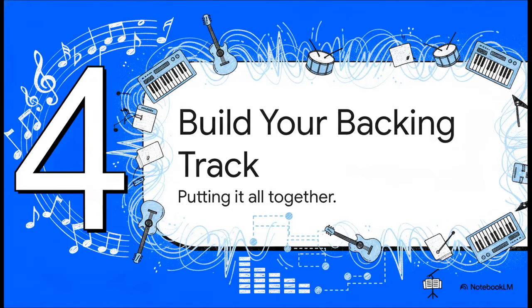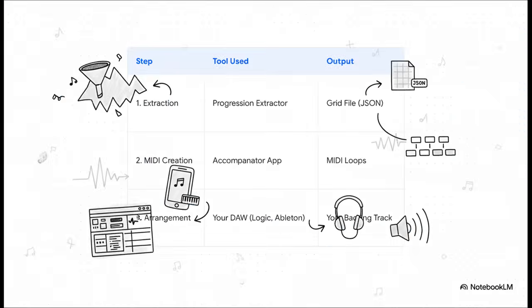So we've extracted our chords, we've got them all organized into neat little sections. Now it's time for the really fun part, turning all that data into actual music. This table lays out the whole ecosystem just beautifully. The Progression Extractor does the first job, giving you what's called a grid file. You then feed that file into the Accompanator app, which generates the MIDI loops for you. And finally, you just drag those MIDI loops into your favorite DAW, Logic, Ableton, whatever you use, and arrange your final track. Each tool has one specific job, and it creates this totally seamless workflow.